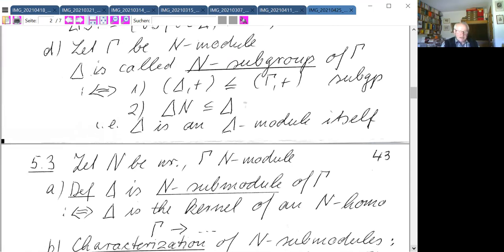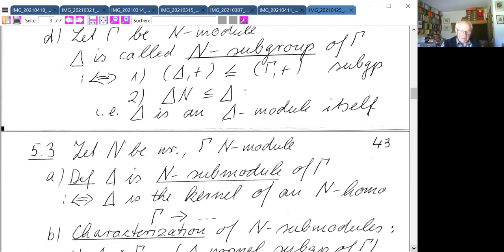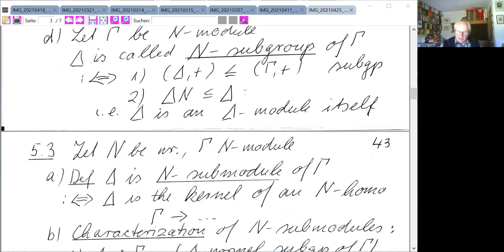In this case, this delta is a delta module itself. We distinguish between n subgroup and n submodule. An n subgroup is an n module which is contained in the bigger n module gamma, and the n submodule is the kernel of an n homomorphism. In the non-commutative case, we have to distinguish between subgroups and normal subgroups and subgroups and kernels.